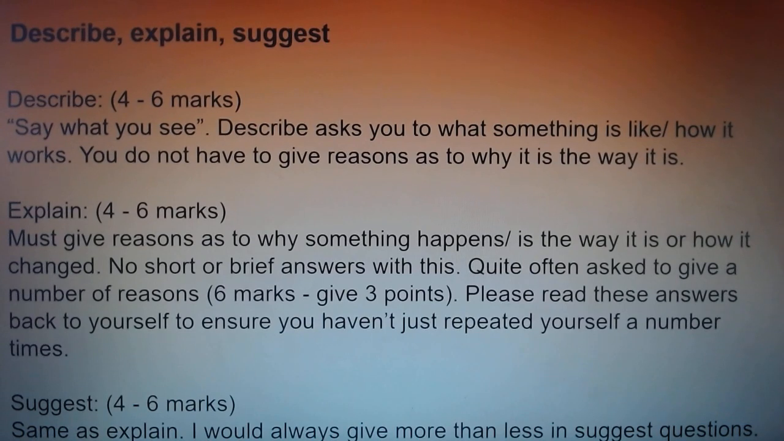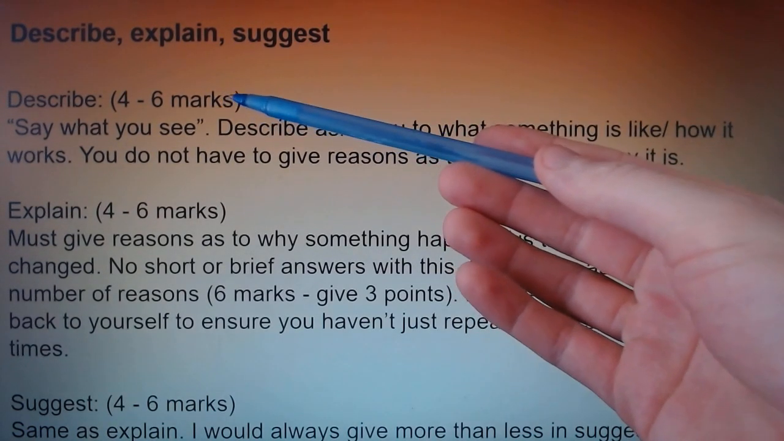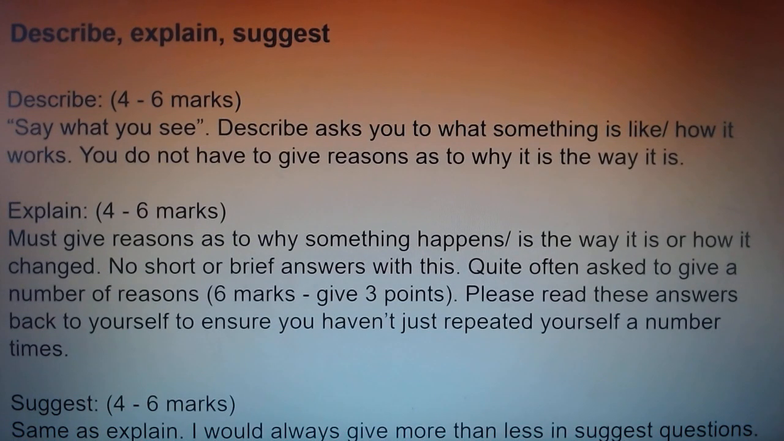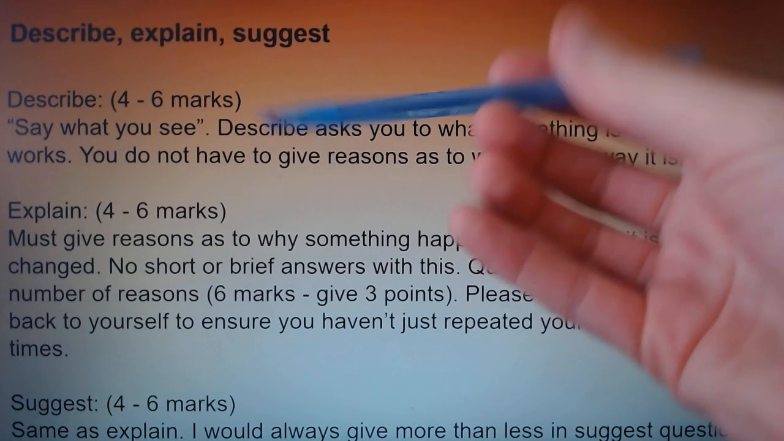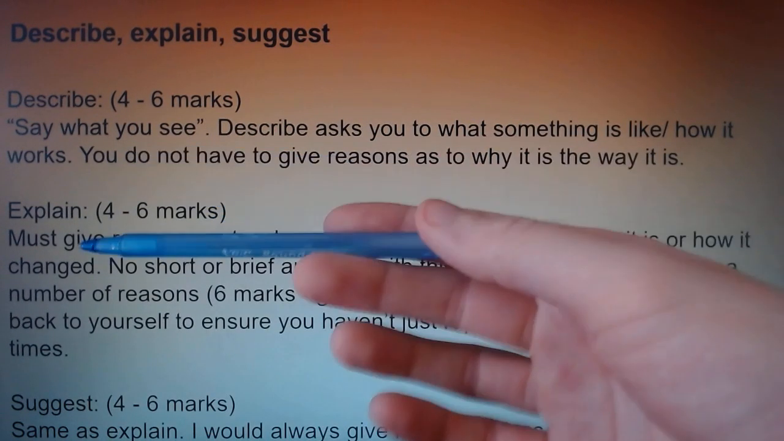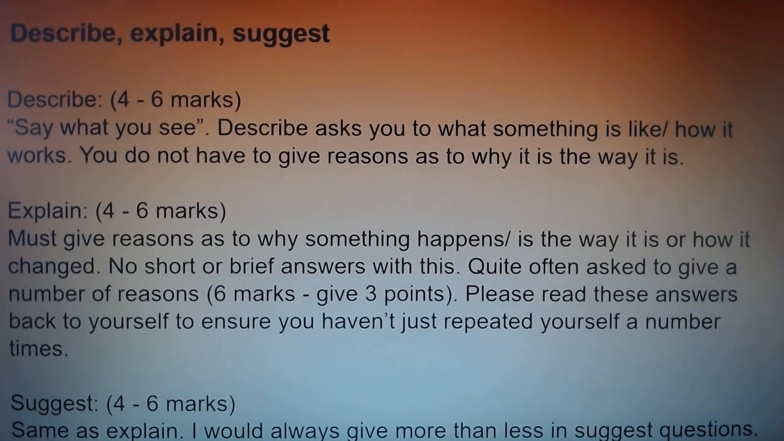Trickier now, and again, describe can get up to 6 marks. Explain can actually go up to 12 marks. I should change that. But these don't actually ask a lot more than, if it's a 12 mark, you're still only being asked to explain. Very rarely do they ask for evaluate or analyze or justify.